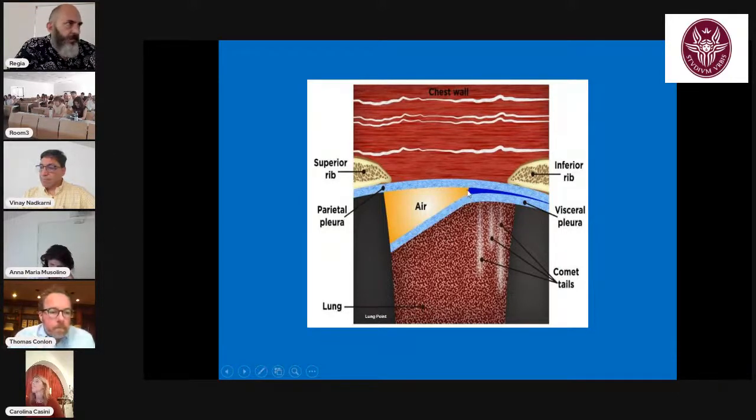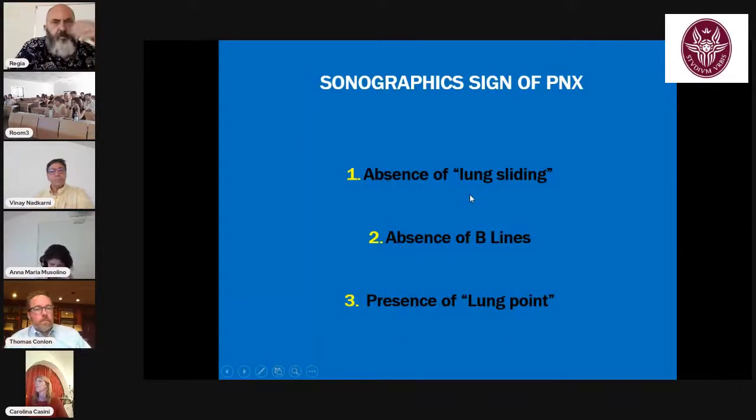The lung point is a very important finding in the pneumothorax sign in ultrasound. To resume, the sonographic signs of pneumothorax are the absence of lung sliding, the absence of B lines, and the presence of lung point.